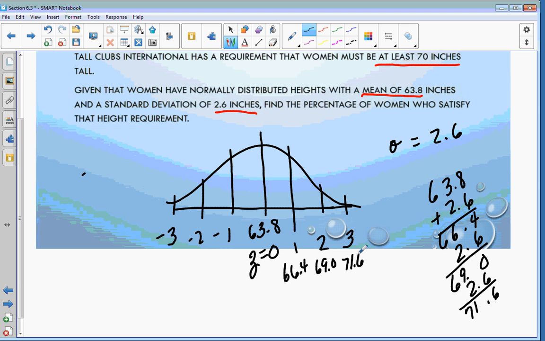In this tall club, women need to be at least 70 inches tall. I can look at my sketch, and I know that 70 is greater than 69 but less than 71.6. So 70 is going to fall right in here somewhere. I know I'm going to end up with a z-score more than 2 but less than 3. And I can use my conversion.